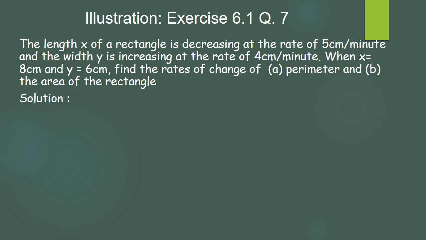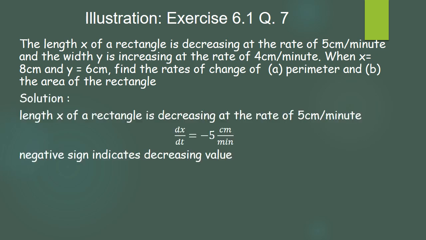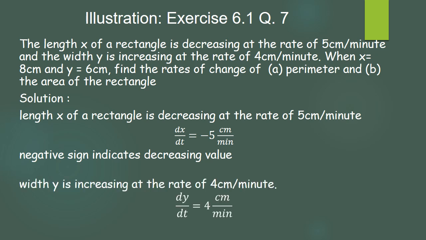Now, as they have given, the length decreases at the rate of 5 centimeter per minute. So x is the length they have stated. So dx by dt is equal to minus 5 centimeter per minute. Here the negative sign indicates the value goes on decreasing, while they have stated the breadth is increasing. So the breadth, or the width, is denoted by y, and so dy by dt is given as 4 centimeter per minute.